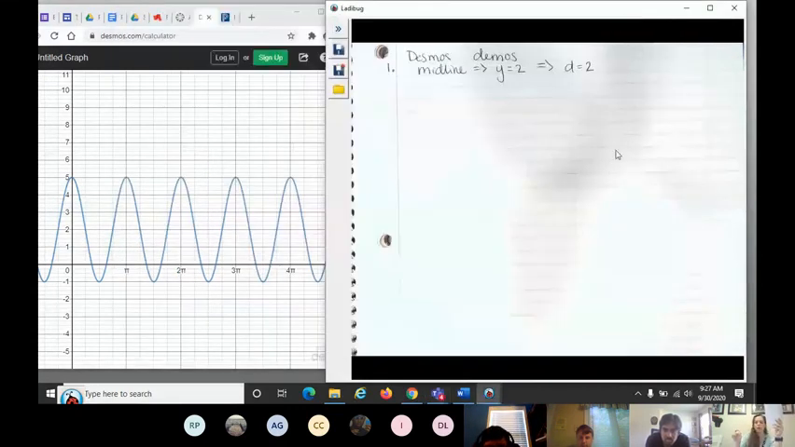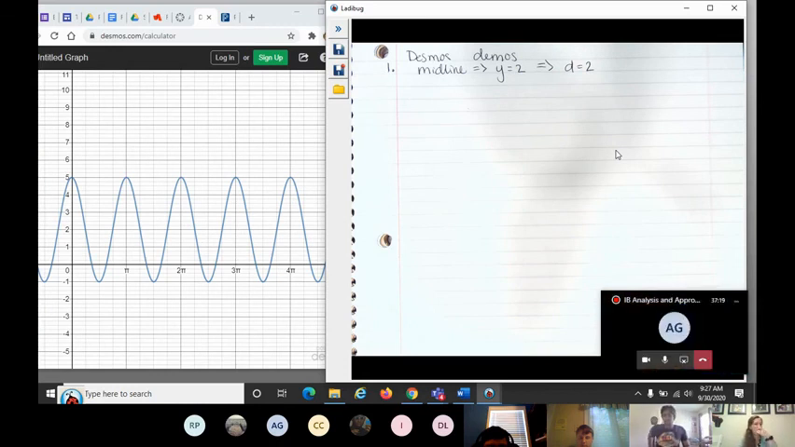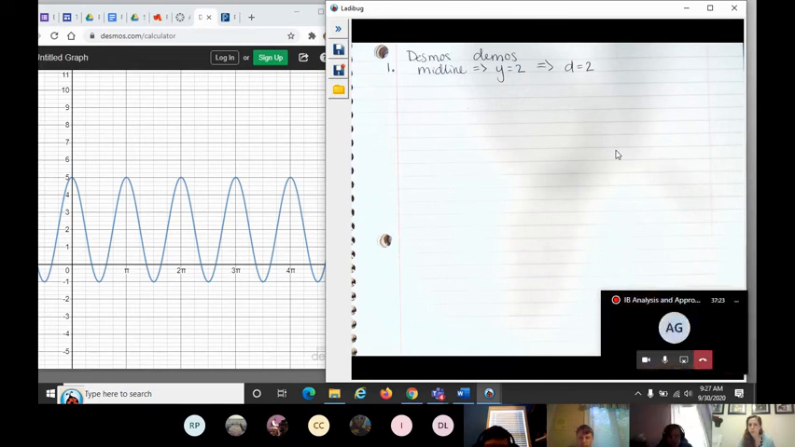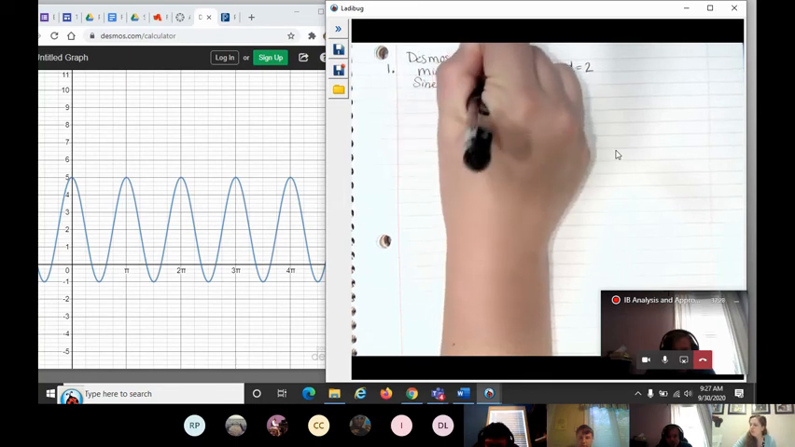All right, so now we need to find the next easiest thing. So Alston, what do you think is the next easiest thing to figure out from this? Whether it is a sine or cosine function. Good, yeah. Is it sine or cosine? What do you think it is?